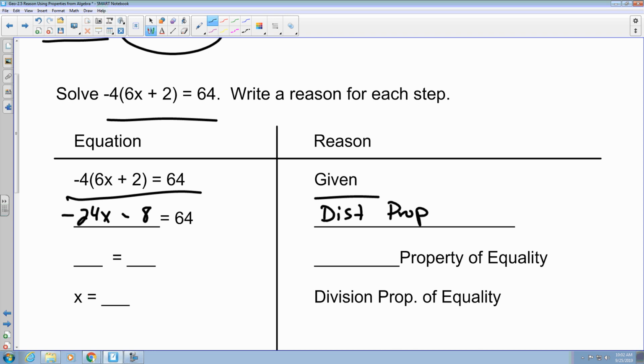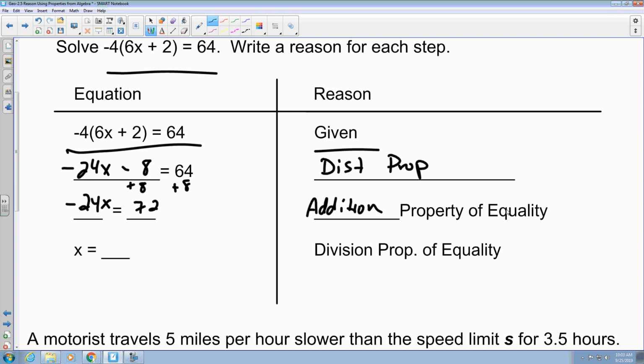Okay, and we will go about solving this one. We are going to add 8 to both sides. When that happens, I'm left with negative 24x is equal to 72. Because we added, we're going to use the addition property of equality. And then the final thing we're going to do is divide both sides by negative 24, because it told us that. And x in this case is going to equal negative 3.